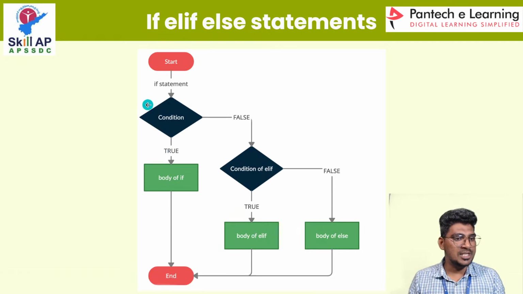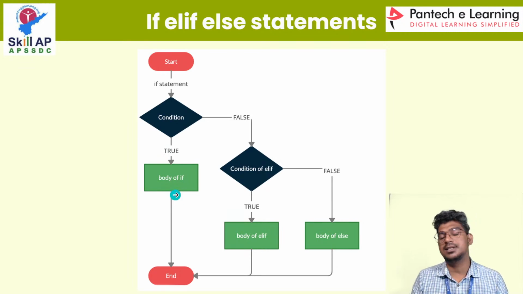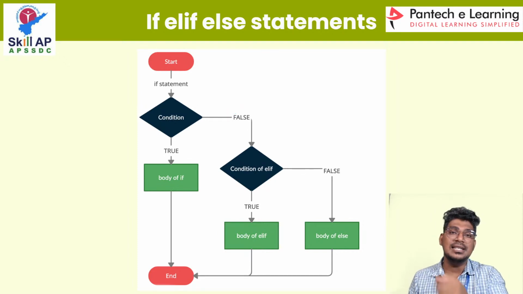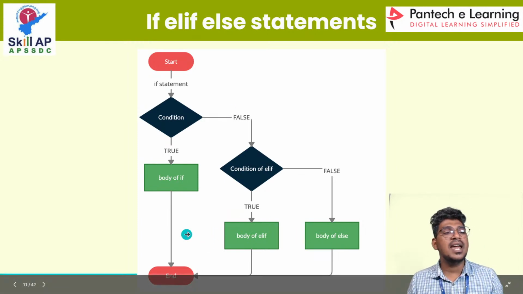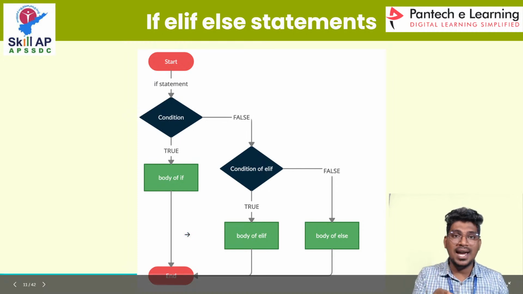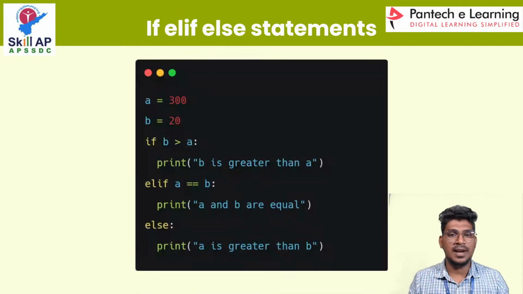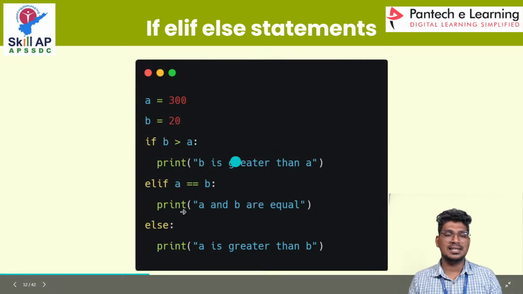First, initially it checks the condition. If the condition is true, this block of code will be executed. That means the body of if is going to be executed. If the condition is false, next it moves to the elif statement. For that condition, true or false, if it is true, the body of elif is going to be executed, otherwise it moves to the next block, that is else. Right, so this is all about if, elif, else. So this is actually the particular condition here.